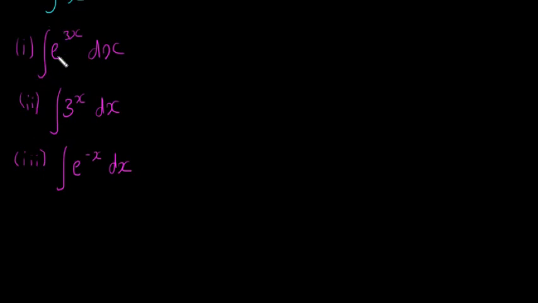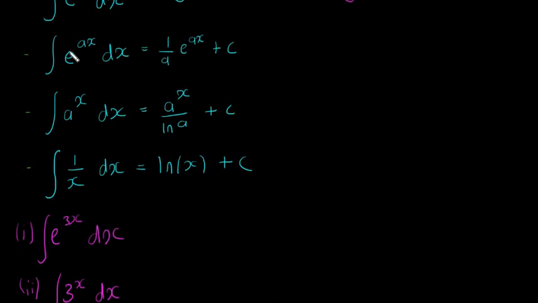So the first one here, integration of e to the power of 3x dx, okay? This is going to be this rule here. So our answer is going to be 1 over a, where a is whatever the power is, so in this case it's going to be 3. So 1 over 3 e to the 3x. The 3x still stays there. That's a terrible x, I'm just going to redo that. And plus c. And that's all there is to it.